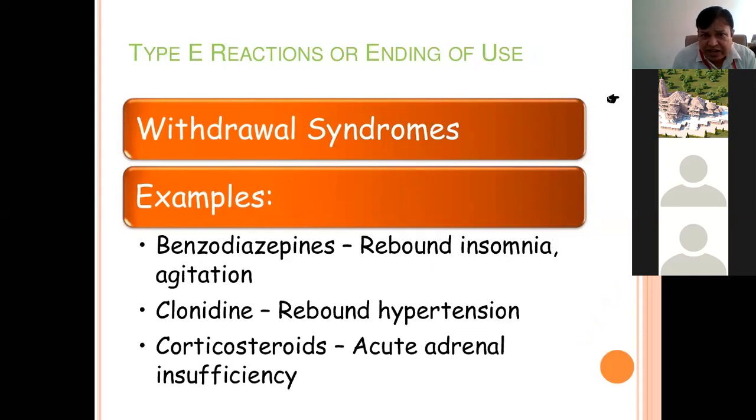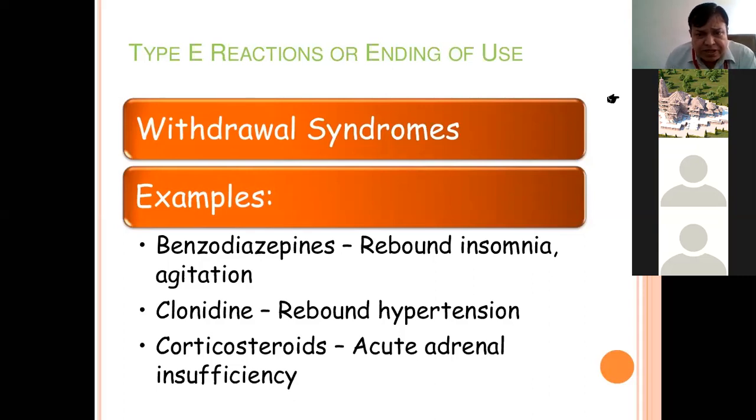Now, type E reaction, that is ending of use. It is also known as, earlier I told you in the beginning of this lecture, that is withdrawal syndromes or withdrawal of treatment of any drug. Here you can see number of drugs or habit forming drugs, they cause this adverse reaction. Example, just note down, this example is important when you are writing the answer, or here you are giving the answer of multiple choice question. You must know which example is belong to which category.